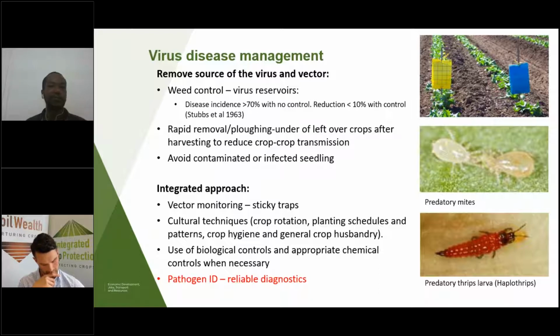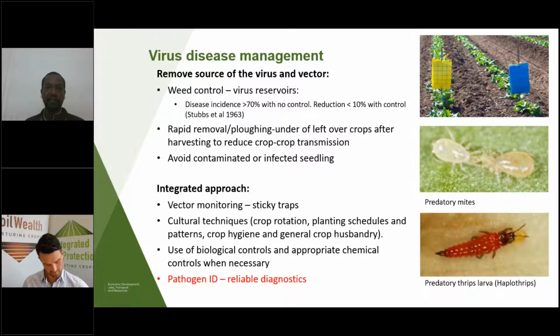Another thing which is important is removal or plowing under of leftover crops after harvesting. This is to reduce crop to crop transmission, but it's not applicable to some of the other viruses, such as lettuce big vein virus, where crop debris which is left over can result in further infection of newly established crops. Another important thing is to avoid contaminated planting materials such as seed or seedlings, which is another method which can introduce disease into your field.